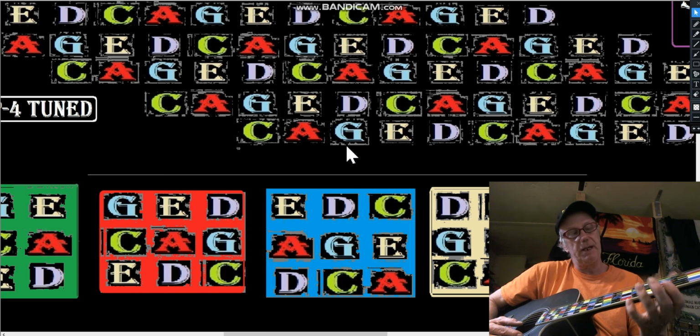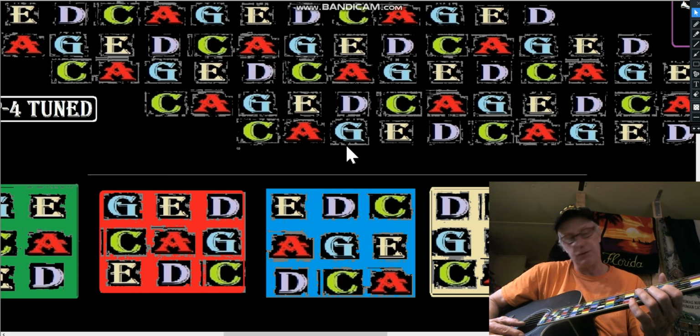And once again, back to the fifth of the E string shape is, guess what? It's not B, because there's no B string shape. It's back to C. Okay?